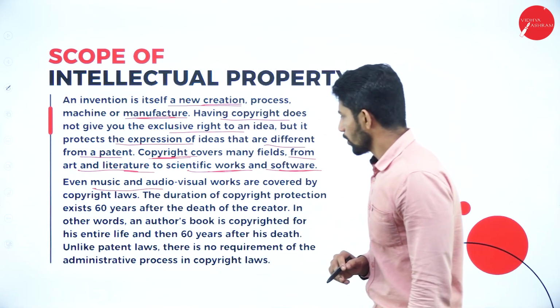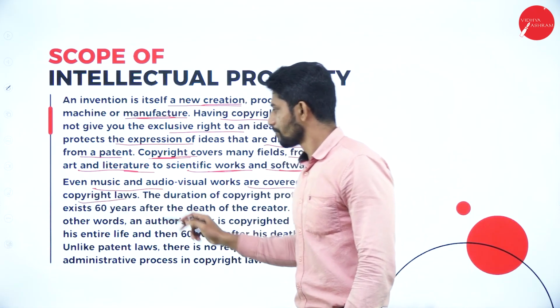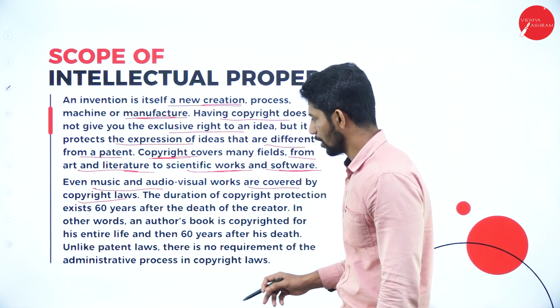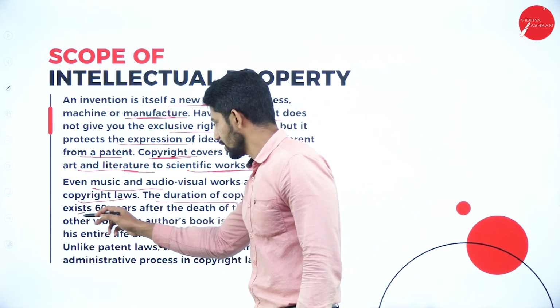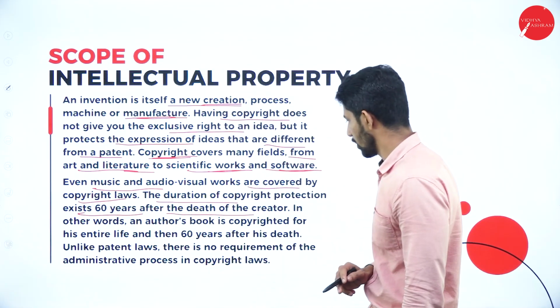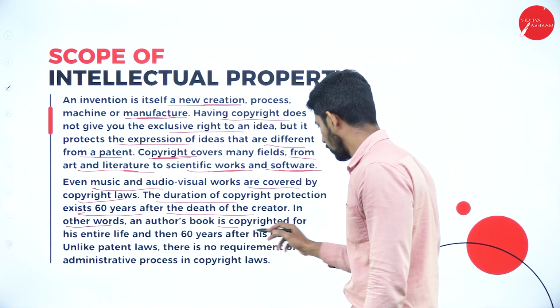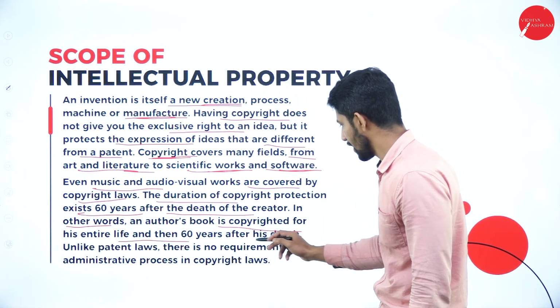Even music and audiovisual works are covered by copyright laws. Yes, even music and audio works come under the copyright laws. The duration of copyright protection is 60 years after the death of the creator. In other words, an author's book is copyrighted for his entire life and then 60 years after his death.